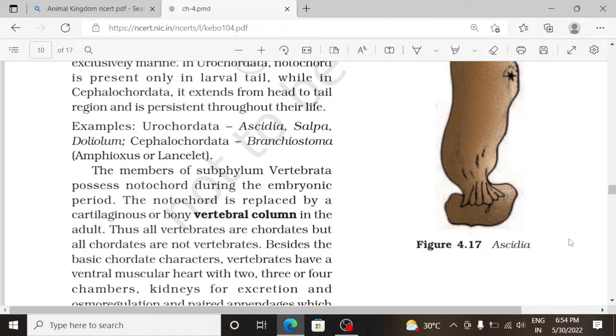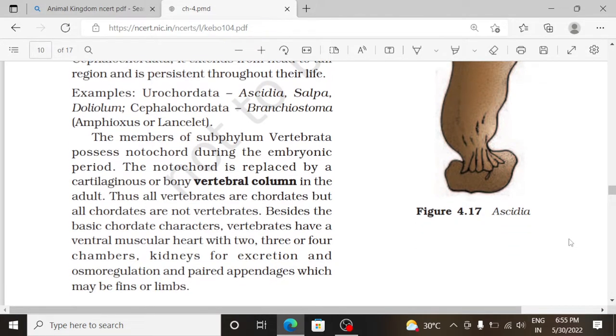Cephalochordata examples are given; they have given Urochordata examples as Ascidia, Salpa and Doliolum. And Cephalochordata examples are Branchiostoma, which is given in bracket as Amphioxus or Lancelet.